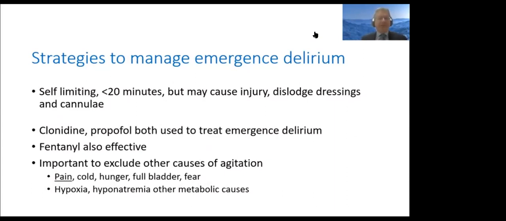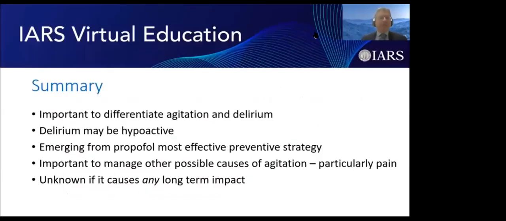Agitation can be caused by pain, cold, hunger, full bladder, or fear. You can also cause delirium due to hypoxia, hyponatremia, and other metabolic causes. So in summary, it's important to differentiate agitation and delirium. Delirium may be hyperactive. Emerging from propofol is the most effective preventative strategy. It's important to manage other possible causes of agitation, particularly pain, and it's unknown if emergence delirium or postoperative delirium causes any long-term impact for the child.